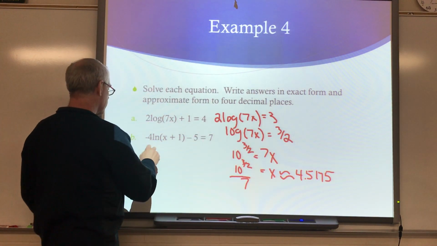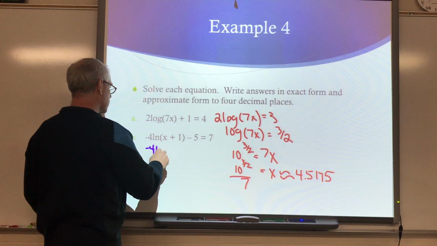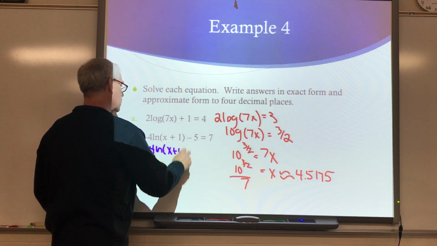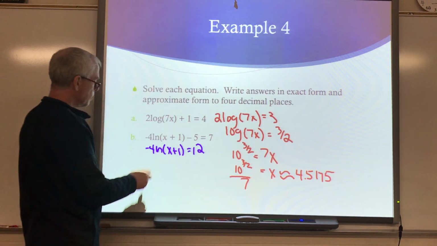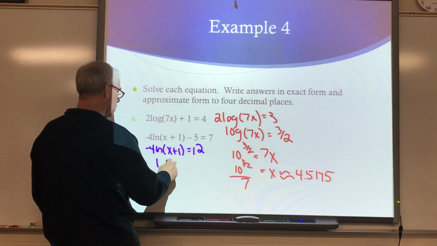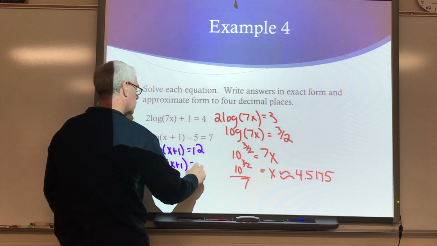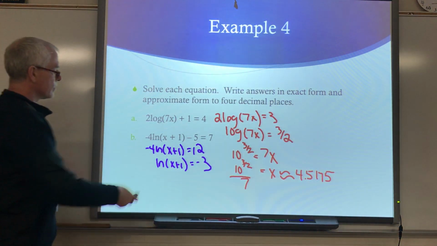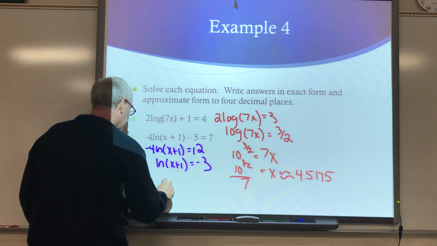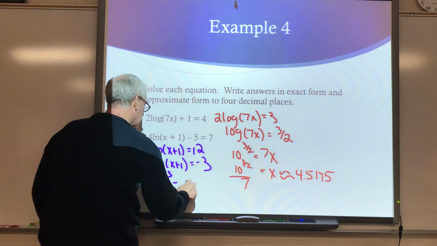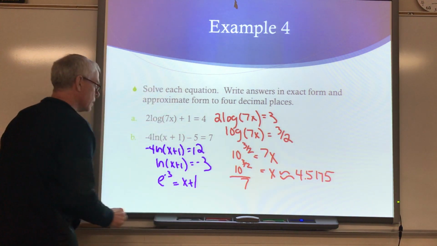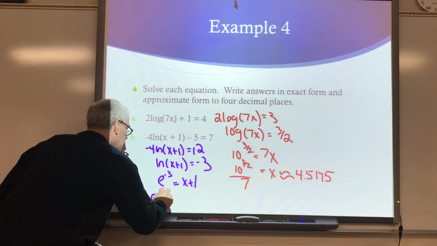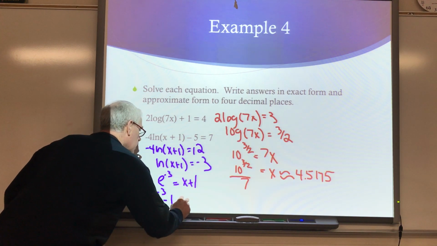Second example. Let's get this log by itself. So I'm going to add 5. I'm going to divide by -4. And now I've got the log by itself, so I'm going to rewrite. This is base e, so e to the -3 equals x plus 1. And then subtract 1. e to the -3 minus 1 equals x.